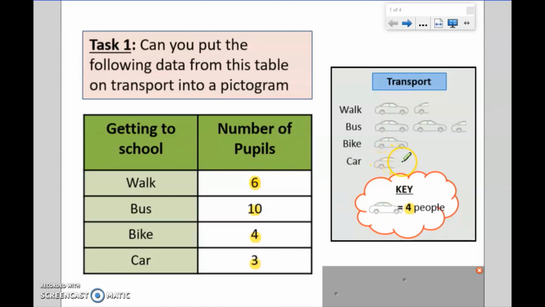Because of this 3/4 image, you may have used the key to represent 2 people, which would mean that you're not in the need of a 3/4 image. Everything could be represented by full images and half images. Also notice that I've put a title on my pictogram to ensure that it is completed accurately.